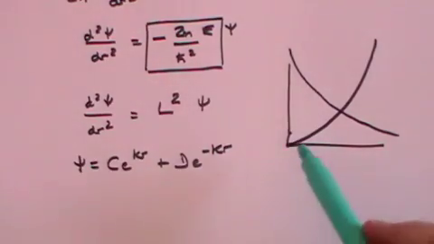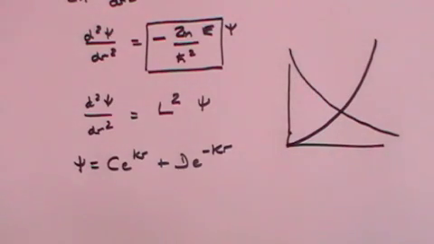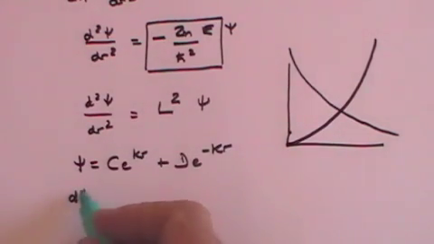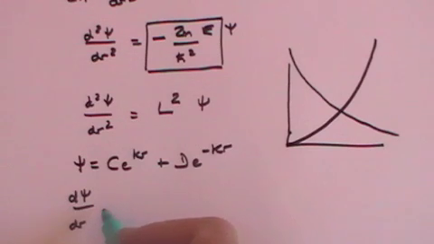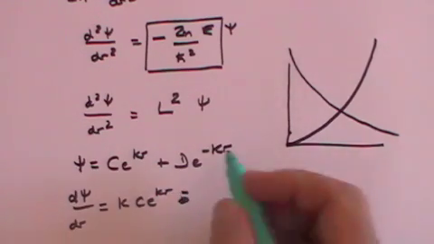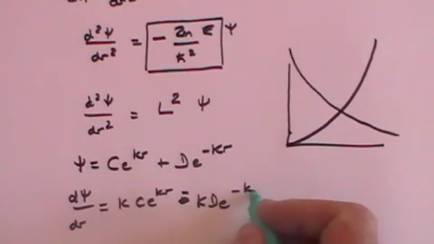We've put both options in. This is the e to the kr term, this is the e to the minus kr term. And once again, I better prove that that is right. If I take d psi by dr, I'm going to get, the k will come down here, k c e to the kr, minus, because we've got a minus k here, minus k d e to the minus kr.